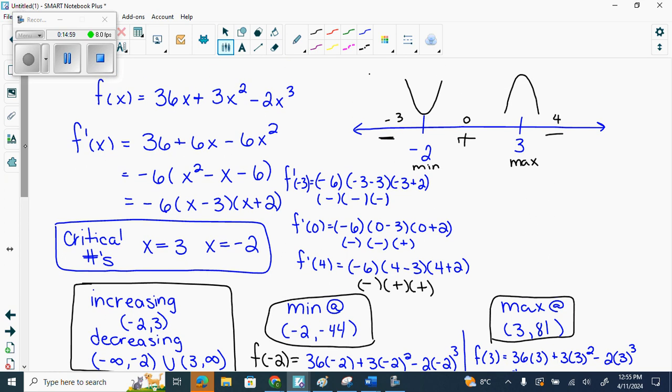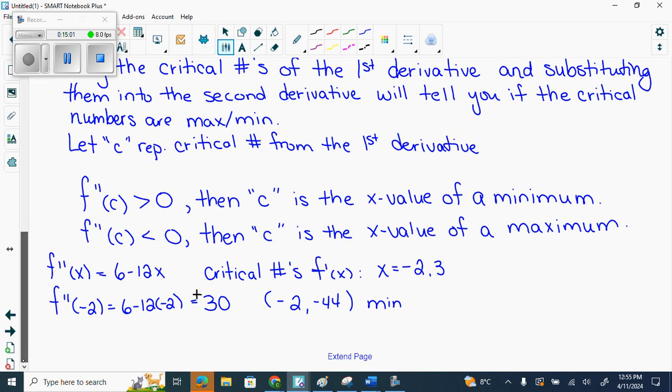So if I just ask for maxes and mins, I would just get the critical number of the first derivative, plug it into my second, and poof. Unless, of course, your second derivative is like quotient rule with some chain rules in it, and that's a lot of work. All right, let's try the other one.